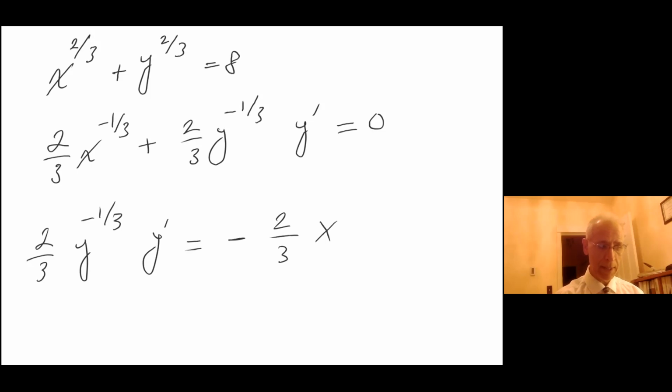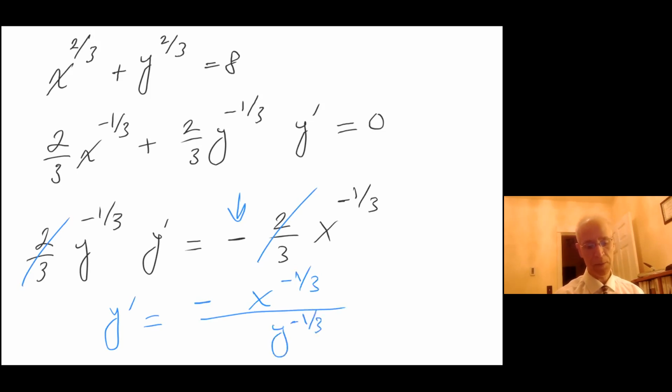x to the -1/3. So at this point, I can multiply both sides of this equation by 3/2 and go ahead and drop the 2/3 in here and the 2/3 in here. And if I divide both sides of this equation by the coefficient of y prime, I get y prime equals minus x to the -1/3 divided by y to the -1/3.